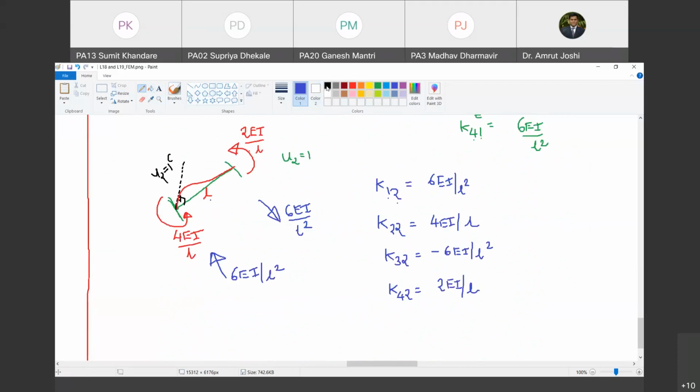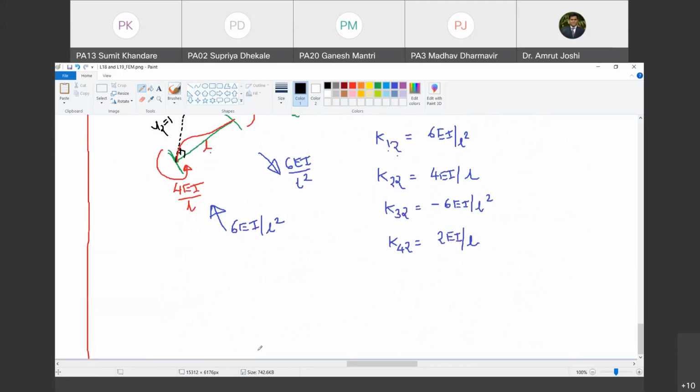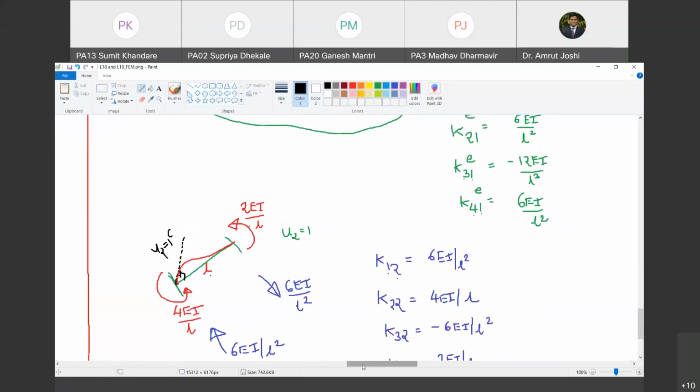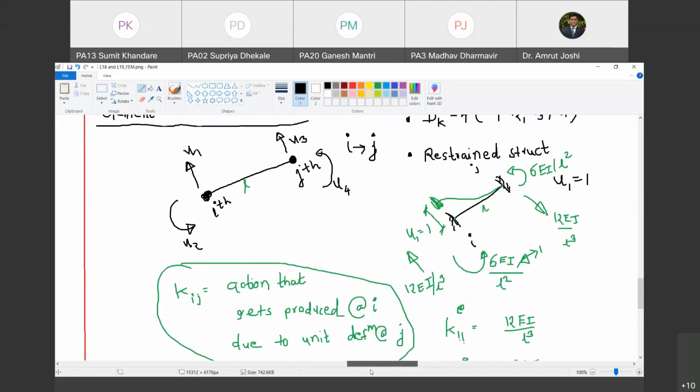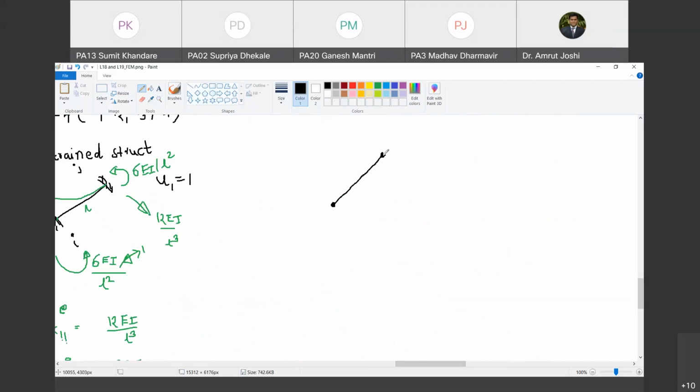Now, marching ahead, I am going to give U3 equal to 1. Are you with me? Yes, sir. So this is ith element, this is jth element. What is U3? U3 is the translation. So U3 equal to 1 means this support moves here and this translation is 1. Do you agree with me? Yes, sir.